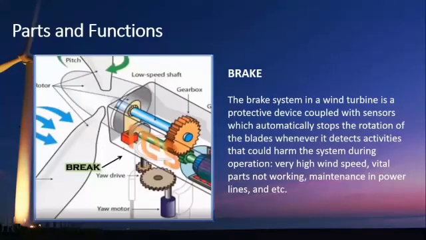Next, brake. The brake system in a wind turbine is a protective device coupled with sensors which automatically stops the rotation of the blades whenever it detects activities that could harm the system during operation. Very high wind speeds, vital parts not working, maintenance on power lines, and so on.